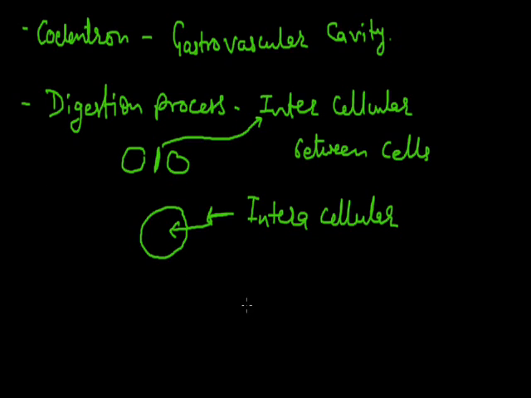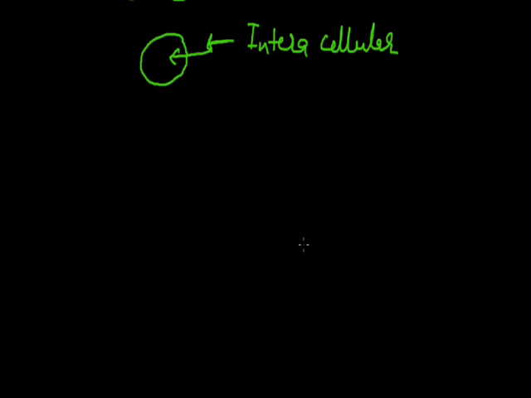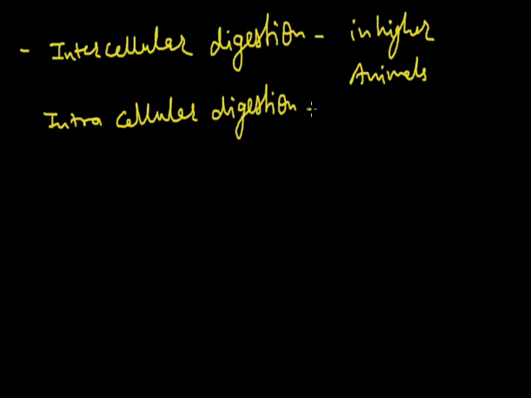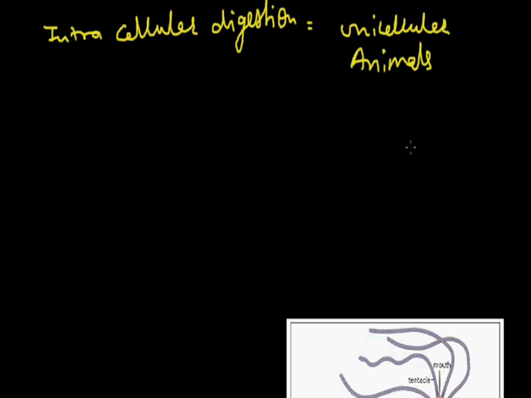In the case of coelenterates, they have both types of digestion, extracellular as well as intracellular. Intracellular digestion mainly occurs in unicellular animals, while extracellular digestion occurs in higher multicellular animals. So in the case of hydra, or coelenterates or cnidarian animals, both types of digestion occur.